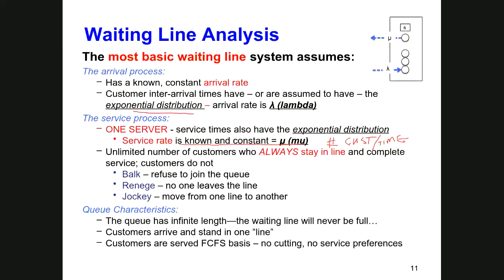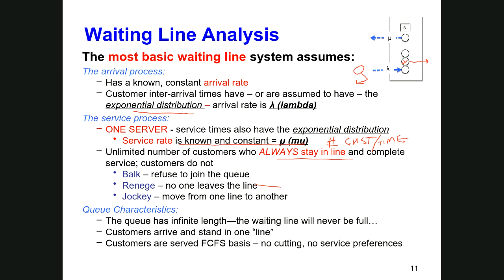All right, these customers always stay in line. Once they enter the line, they stay in line. They don't leave or renege. In other words, customer number 2 doesn't just decide, well, I've been here too long, I'm leaving. They don't renege, they don't balk. In other words, a customer doesn't decide there are too many in line, so I'm not going to enter. They don't do that. Once they enter, they stay in line.